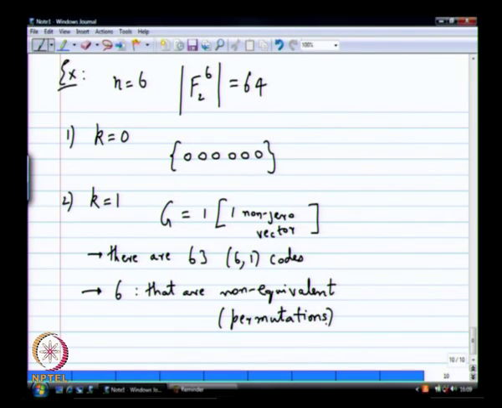The reason why I am doing these simple questions is to give you an idea of how this works. You tell me, is it 6 or 5?